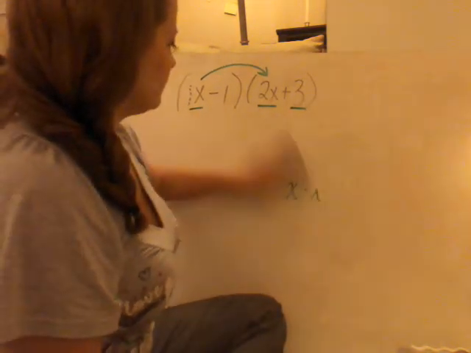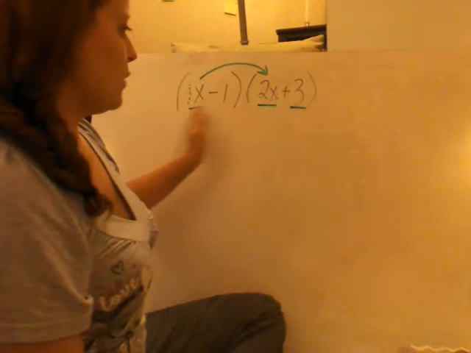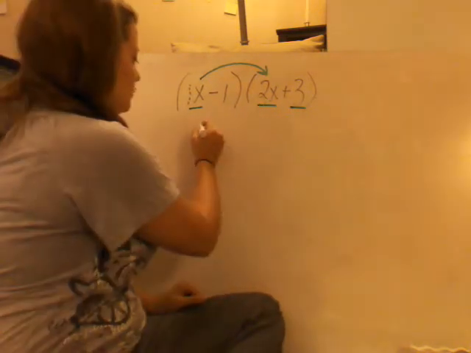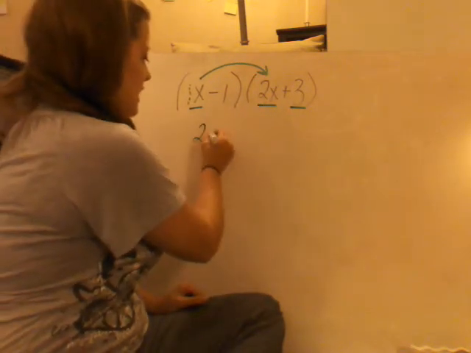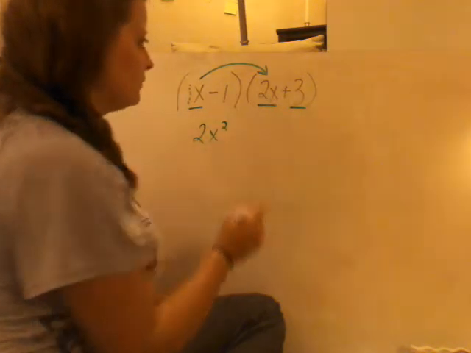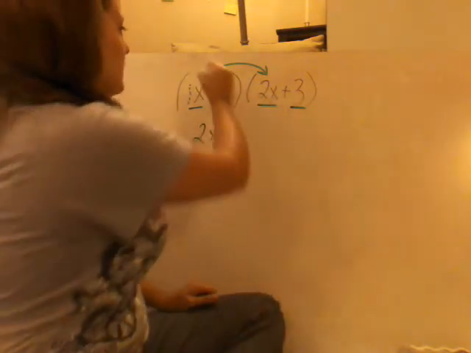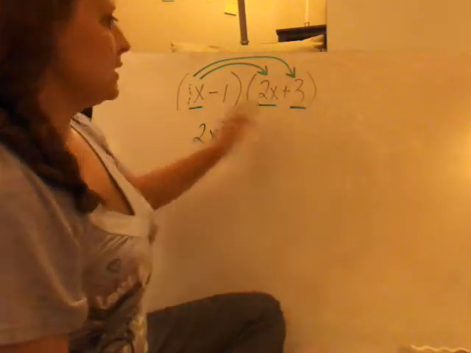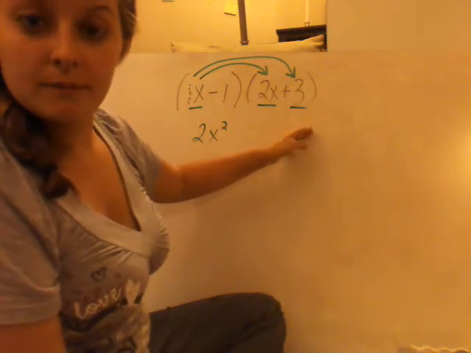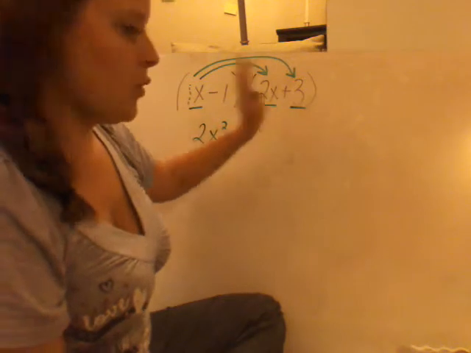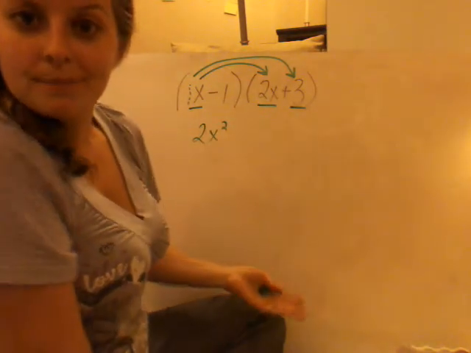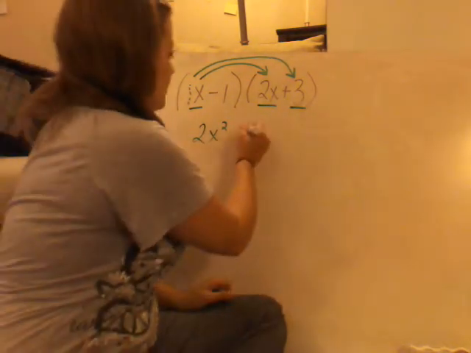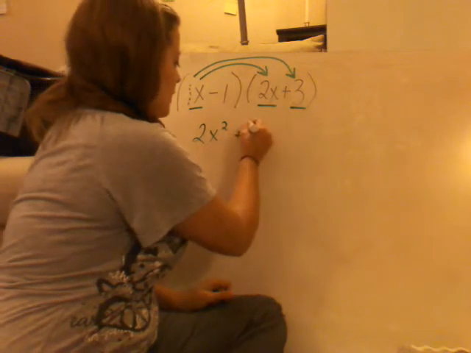So I take my 1 times 2, and I get 2. x times x, and I get x squared. Now I'm going to do it again. I take my 1x way over to the far side. 1 times 3 is 3. x times no x's just means 1x. So I've got the plus sign, so I've got plus 3x.